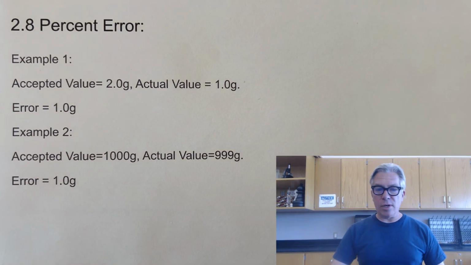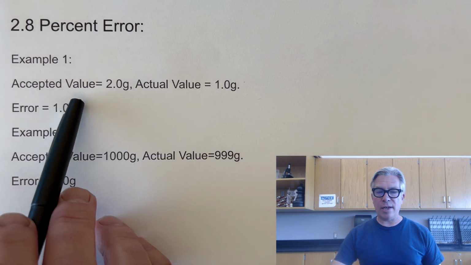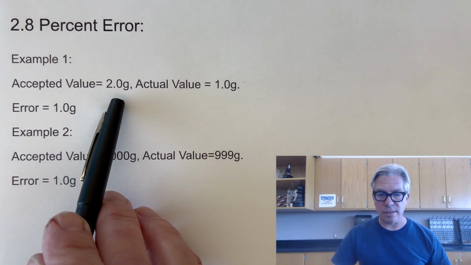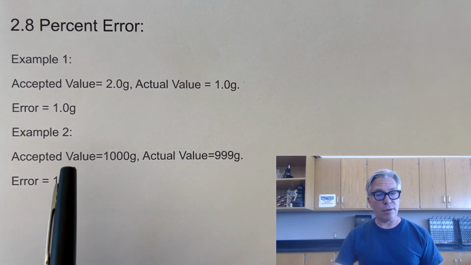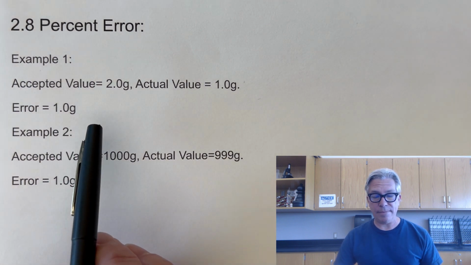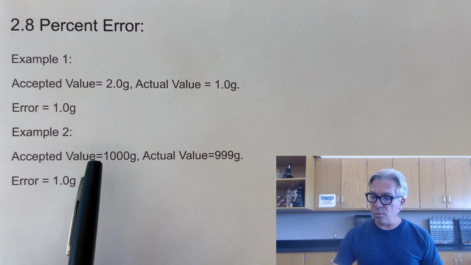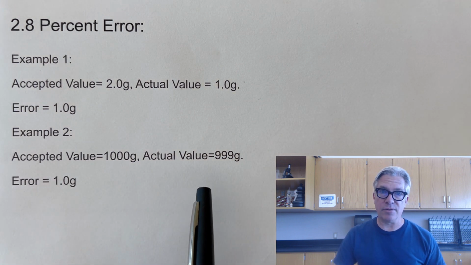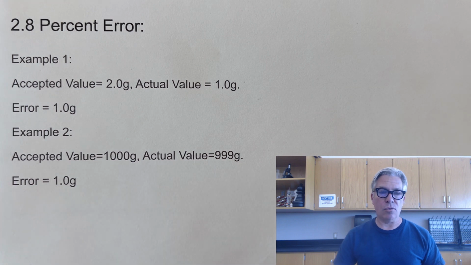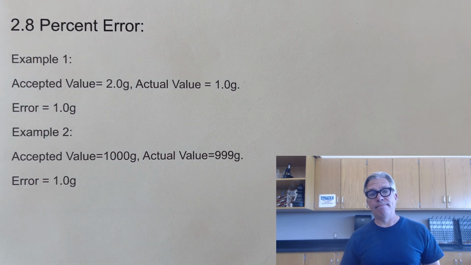Let's say student 1 has an accepted value they're gunning for at 2 grams. They're supposed to get 2 grams of stuff, and they got 1 gram of stuff. So their error is 1 gram, right? A different student was supposed to get 1,000 grams of something and got 999 grams of something, and their error is also 1 gram. So they did an equally good job, didn't they?